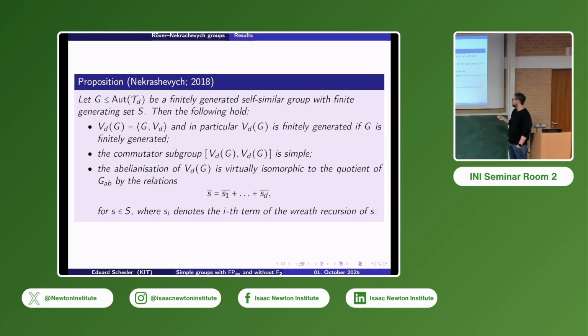And what we will need is that the abelianization of VDG is given by quite explicit relations. So the relations are: we consider a finite generating set of the group G. We split each generator into its Riesz decomposition, and then the image of S in the abelianization has to coincide with the sum of its states.